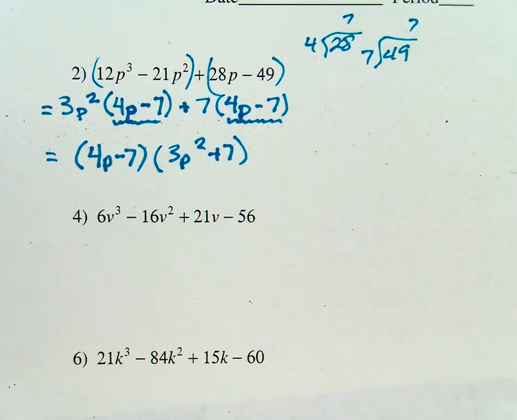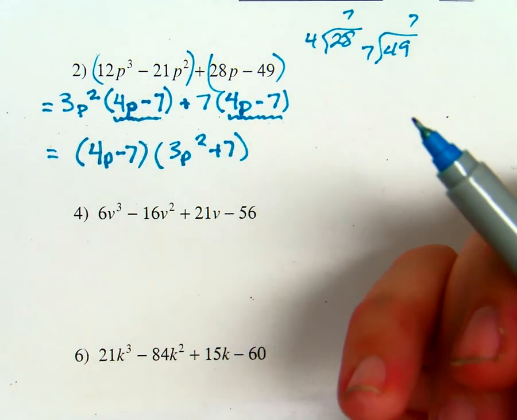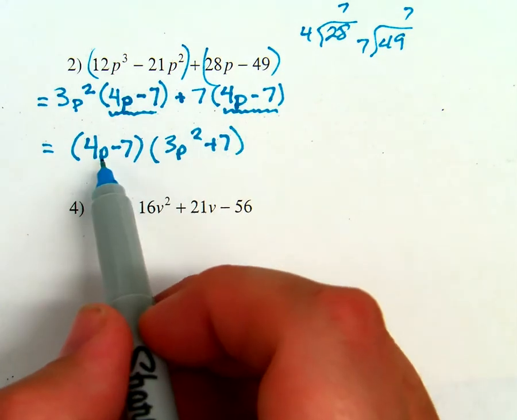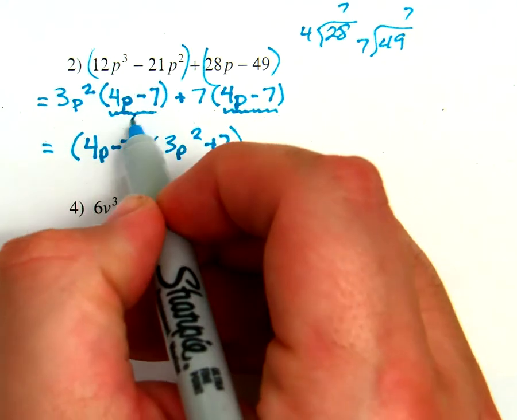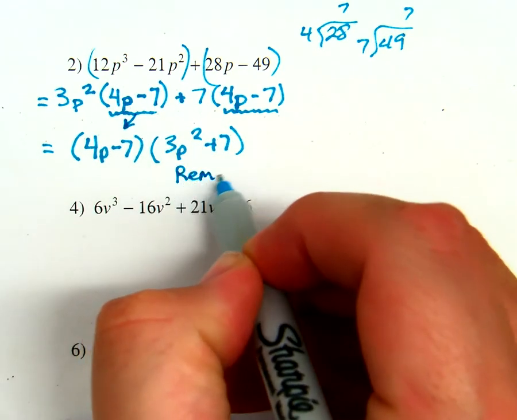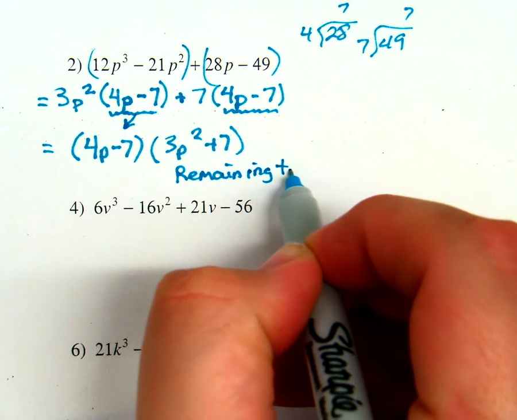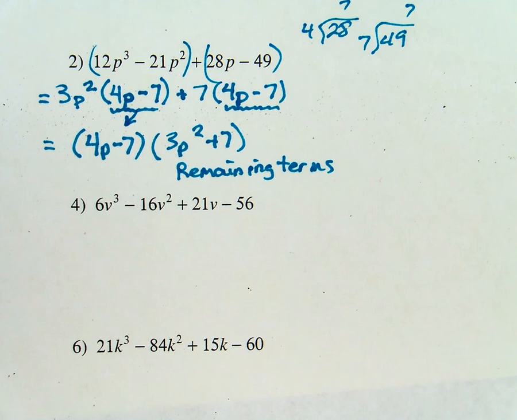All right, so once we have that common binomial factor, we'll take that out, and we'll put that out first, and then these are the remaining terms. Does that one make sense?